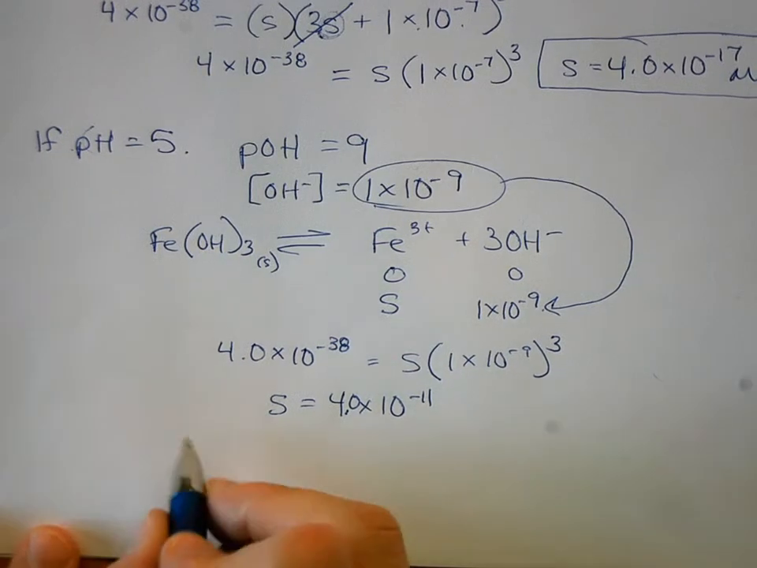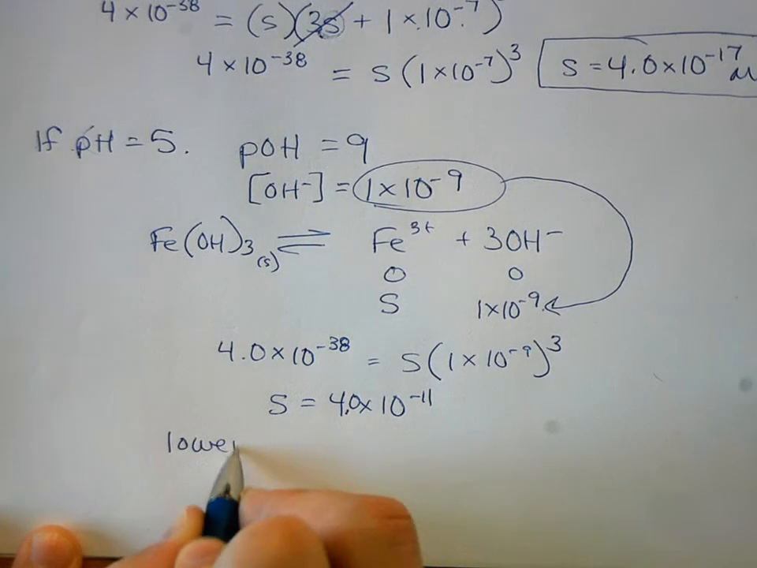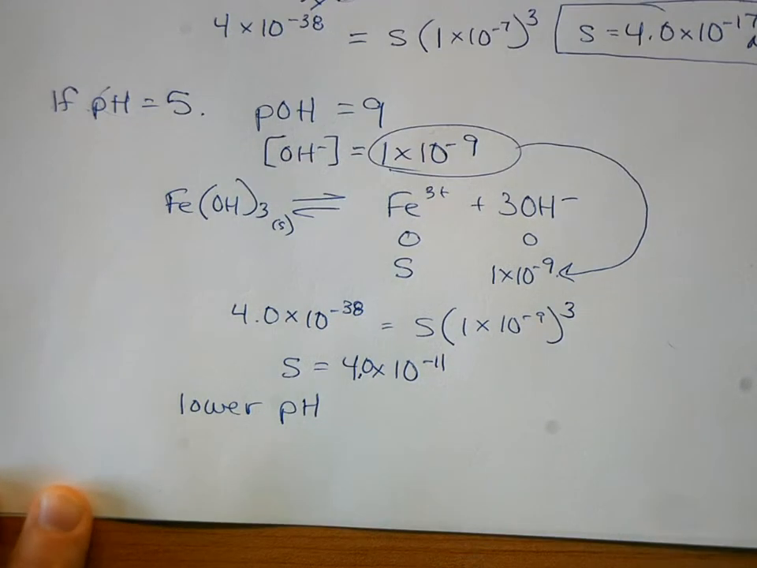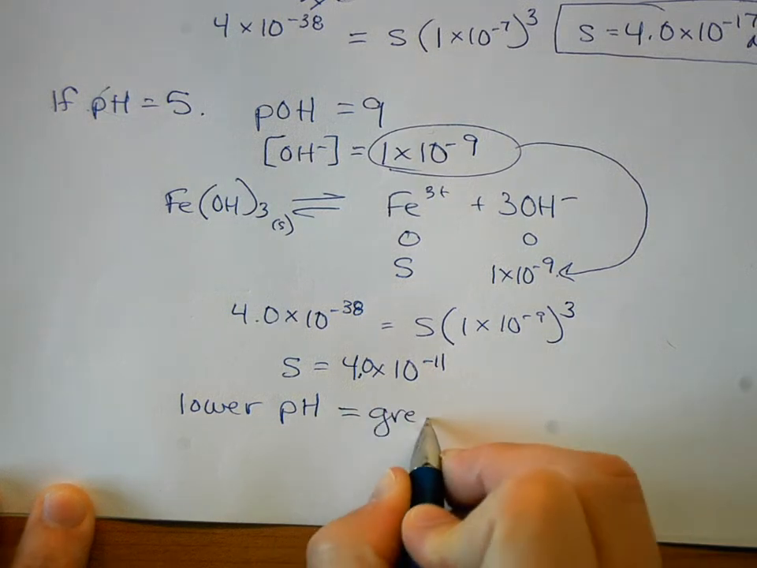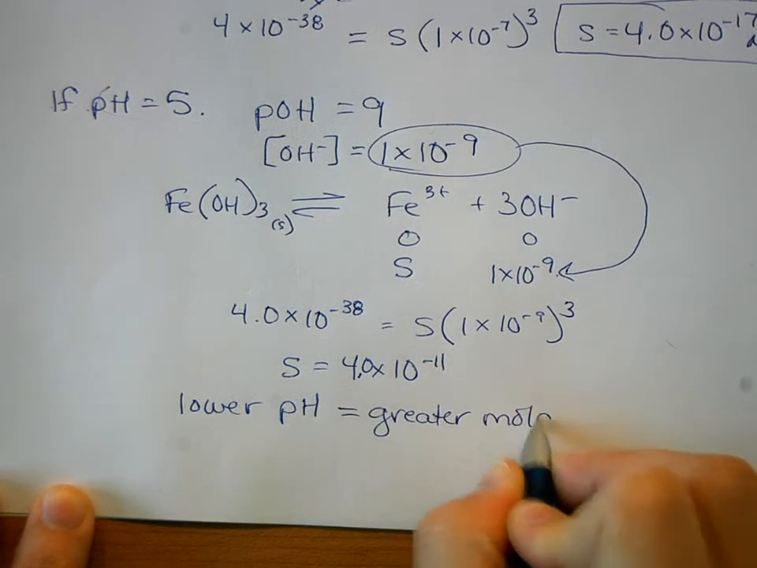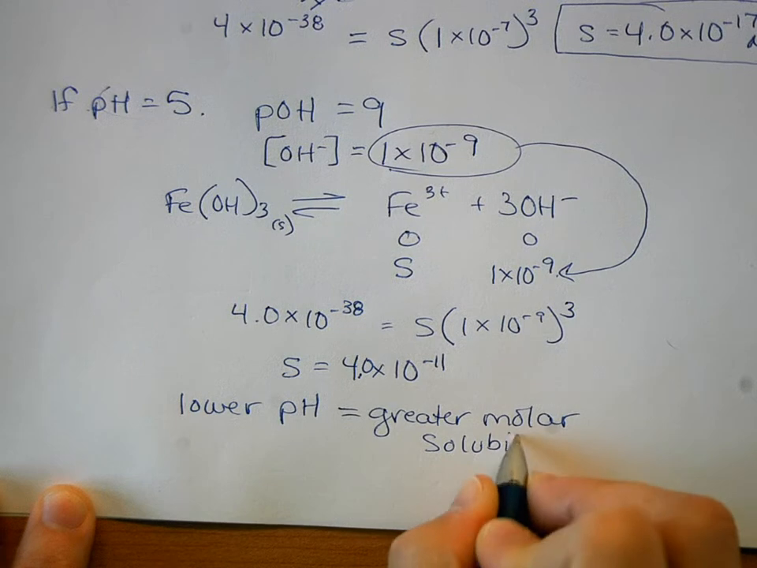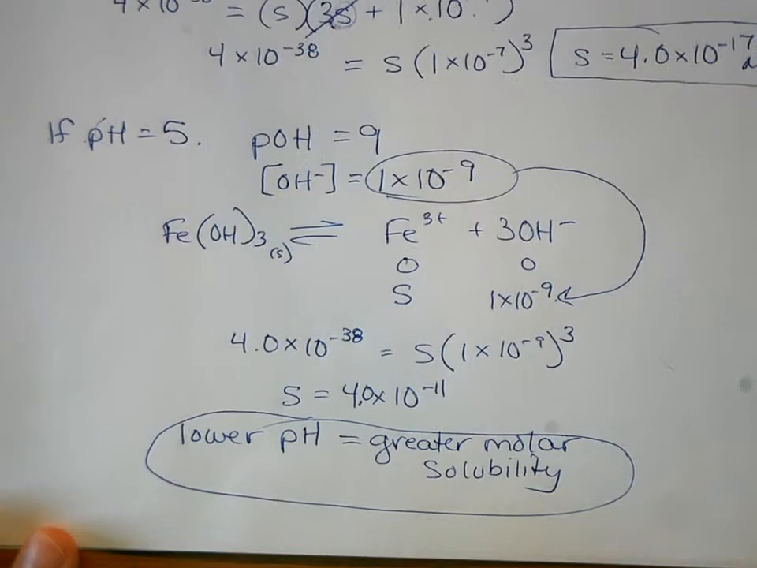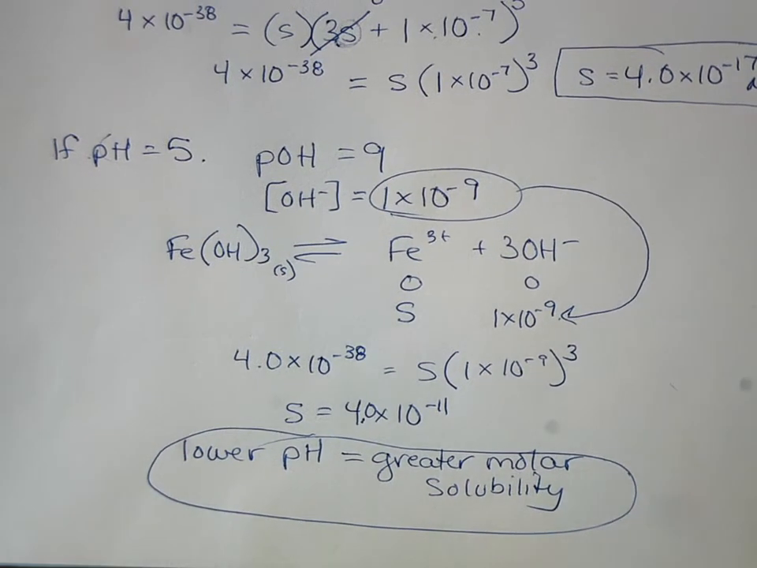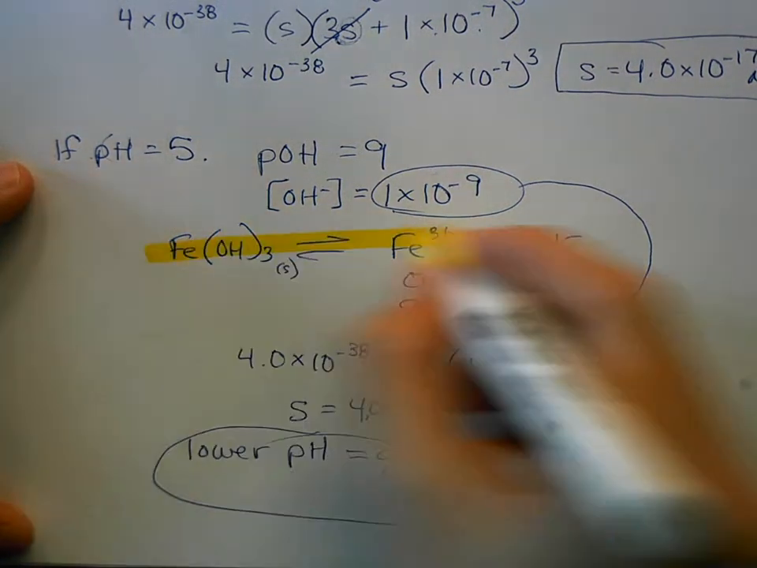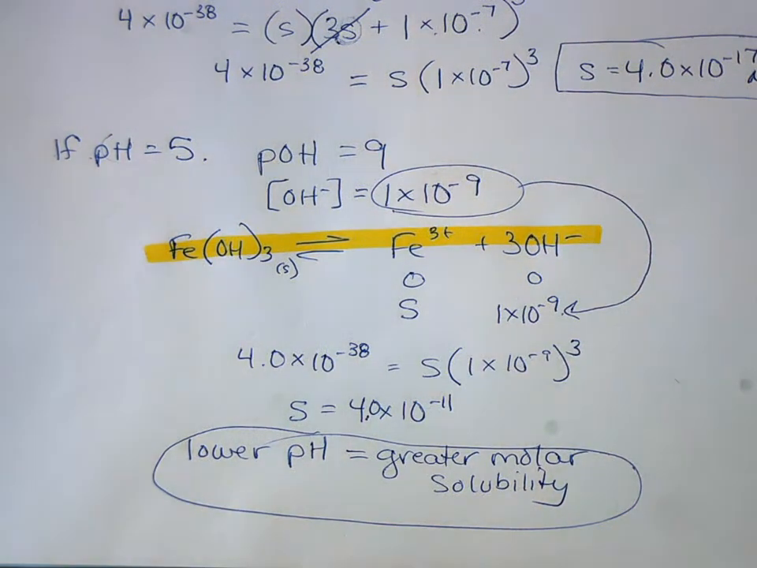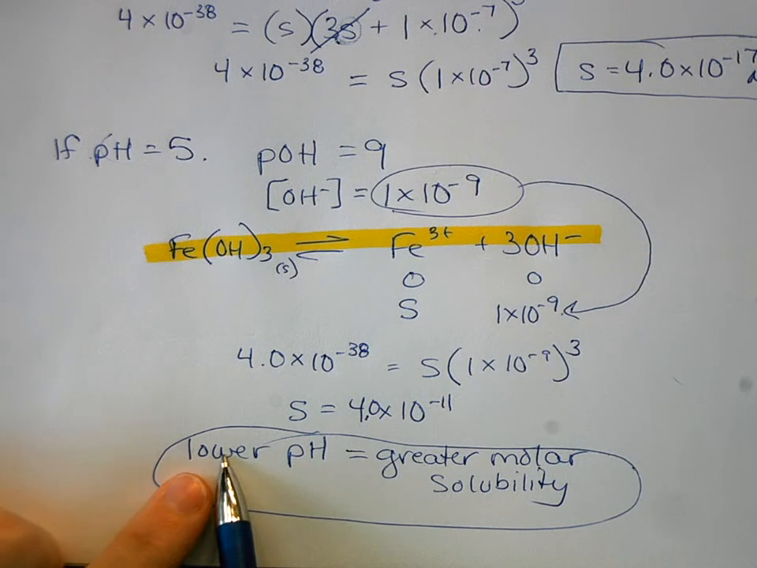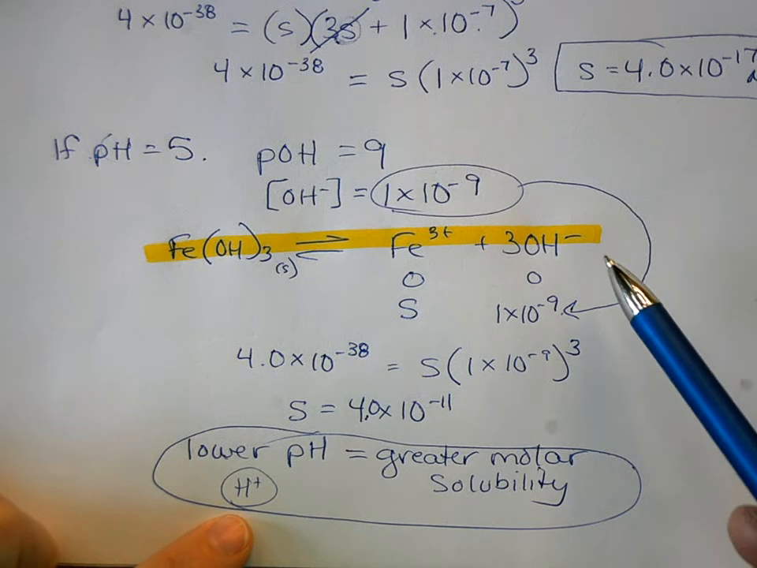So you should know, just in general, that the lower the pH value, the greater the molar solubility, meaning more of it is going to dissolve if you lower the pH. The reason why is because, let me highlight this, I like to highlight things. If I lower the pH, that means I'm adding hydrogen ions, which will react with the hydroxide ions over here.